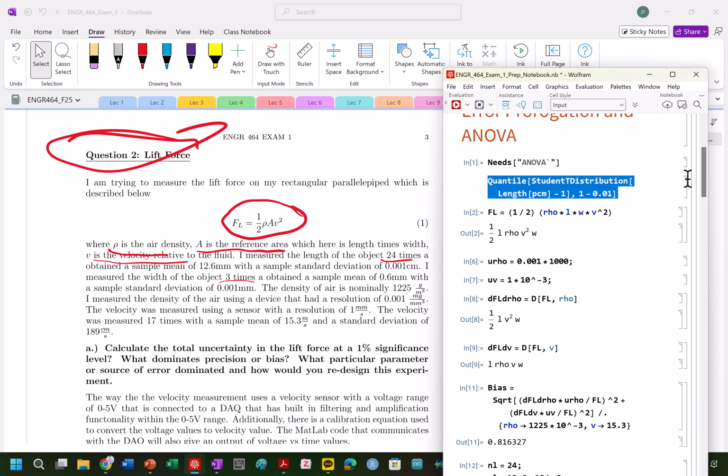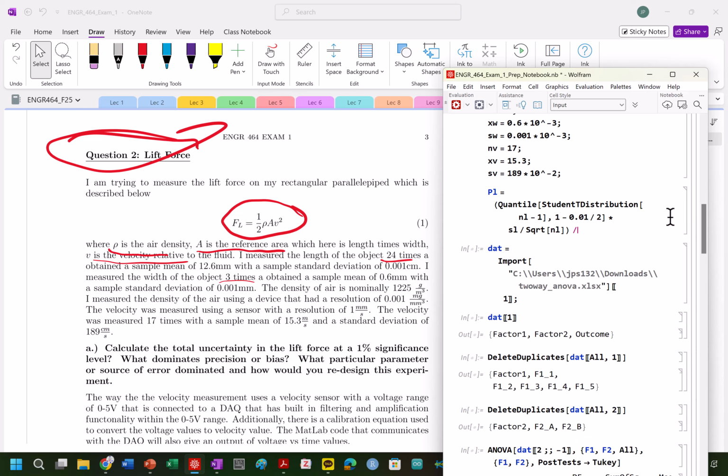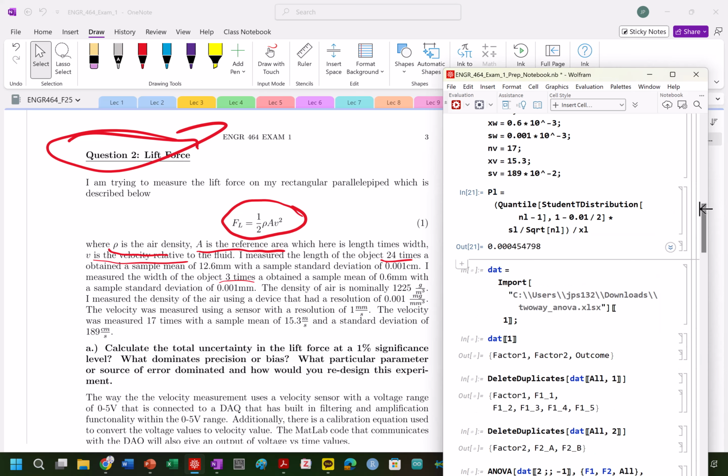And now it's 1 minus alpha, where alpha is 0.01 because 99%, but it needs to be divided by 2. So that'll be our t value times the standard deviation of length divided by the square root of the number of length measurements. So that's my t value times standard deviation divided by square root of n, and then we divide that whole thing by XL. And there we go, that's our precision error length.